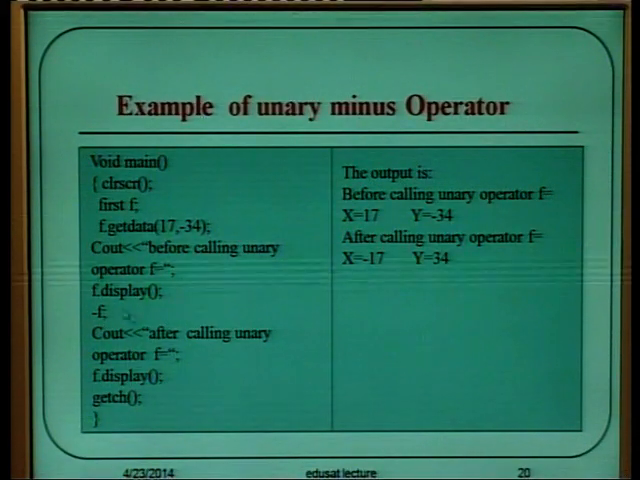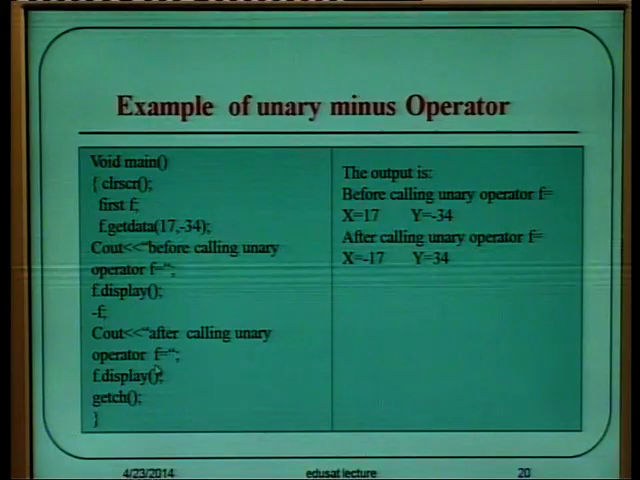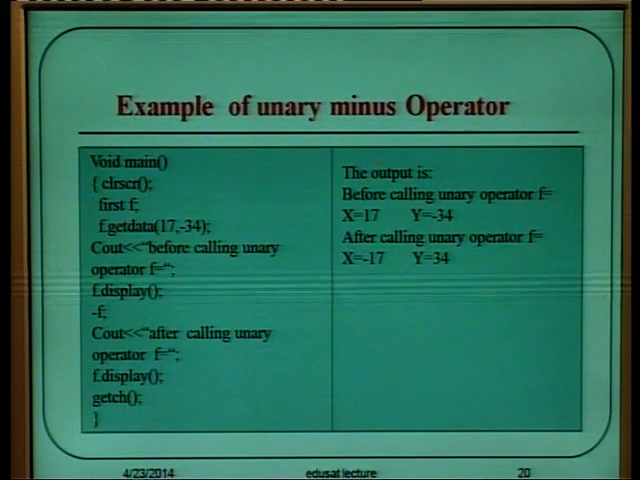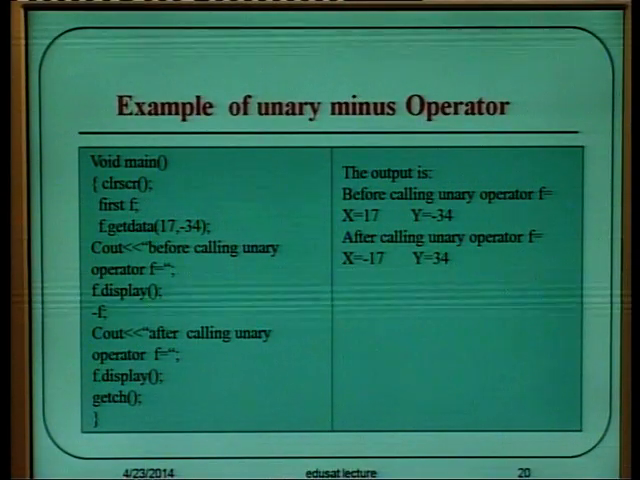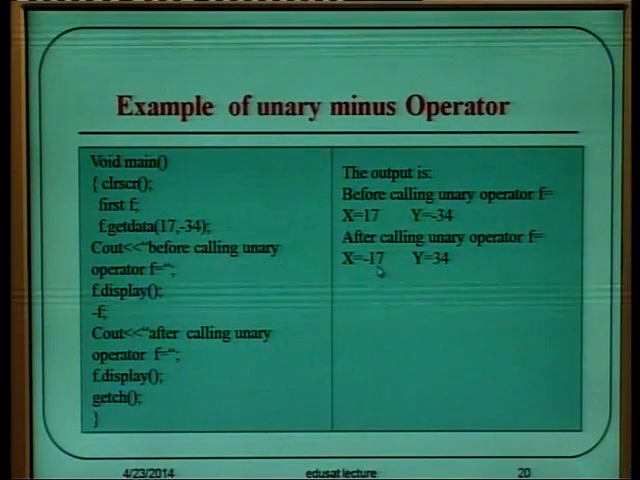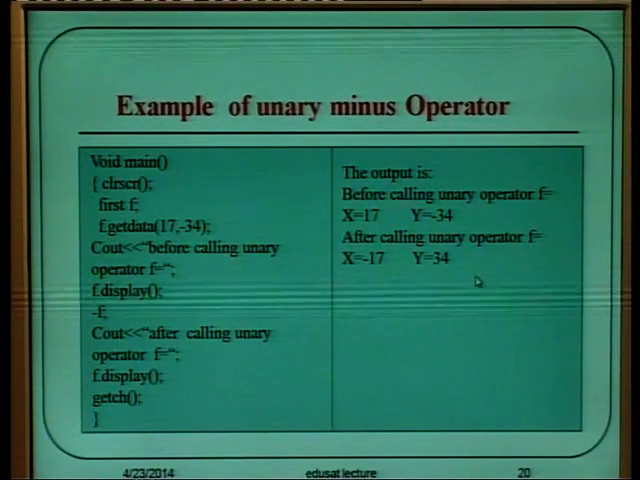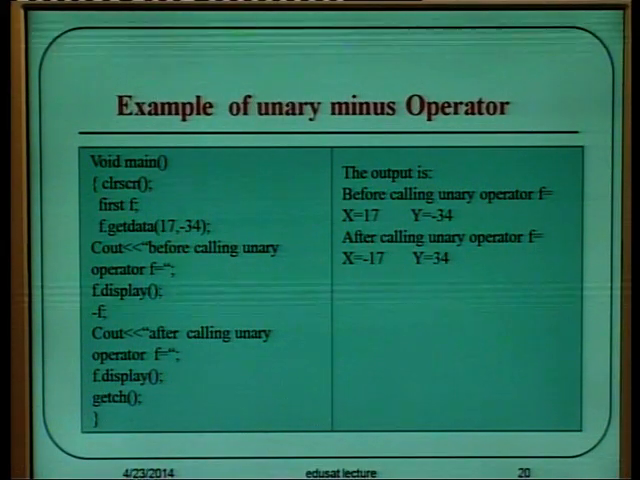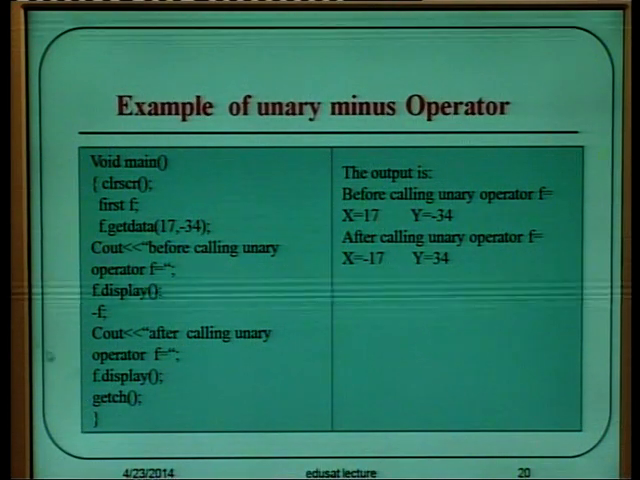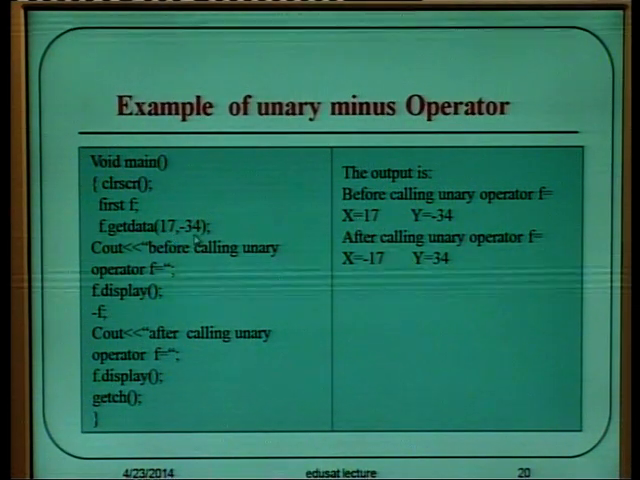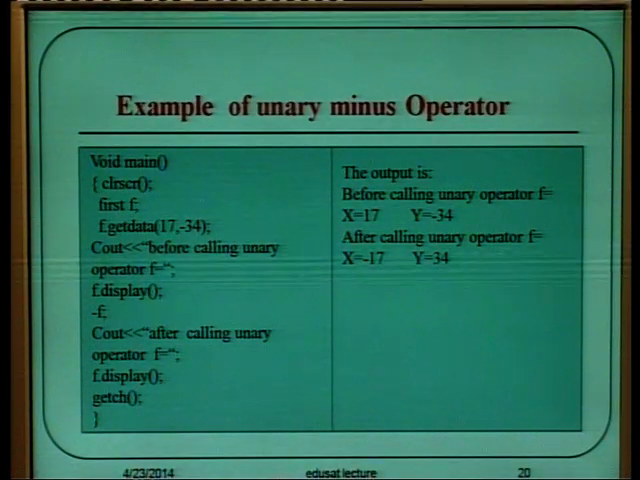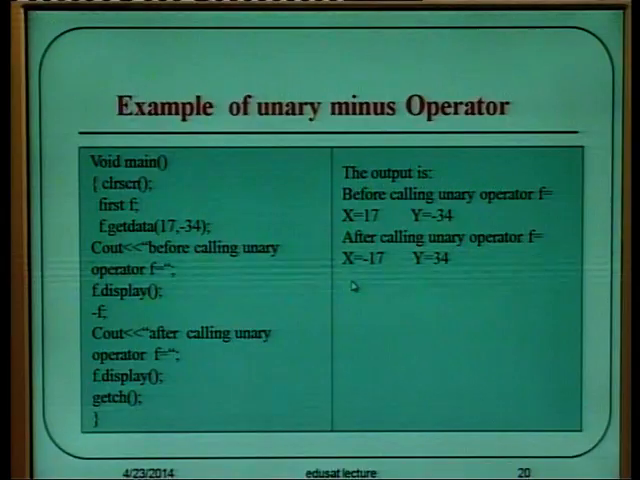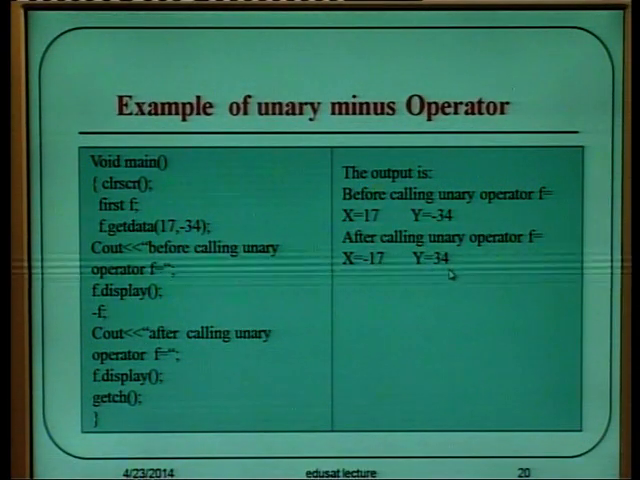See the output after calling the unary operator, that means after performing the operator overloading. What will we get? The values are minus 17 and 34. But what we actually got from the object was 17 and minus 34. After the calculation of the unary operator, we get x equal to minus 17 and y equal to 34.